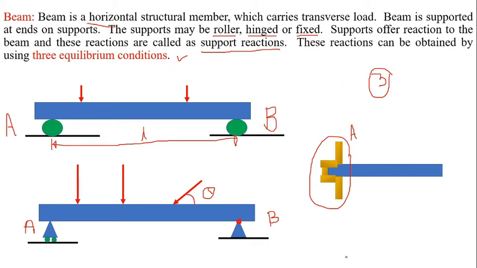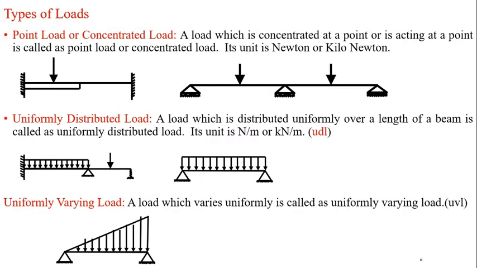So, beam is a horizontal structural member, and in this lecture we will discuss how to calculate support reactions for beam. Okay. Now, before proceeding to problems, let us discuss types of loads which beam can support. First type is point load or concentrated load. What is meant by point load? A load which is concentrated at a point or acting at a point is called point load or concentrated load. Its unit is Newton or kilonewton.